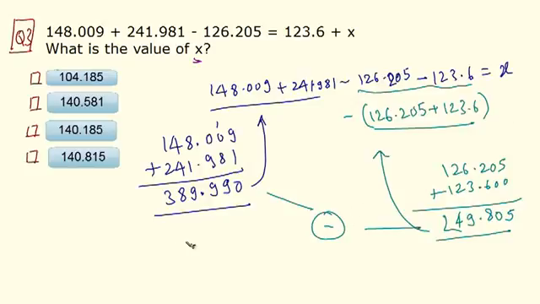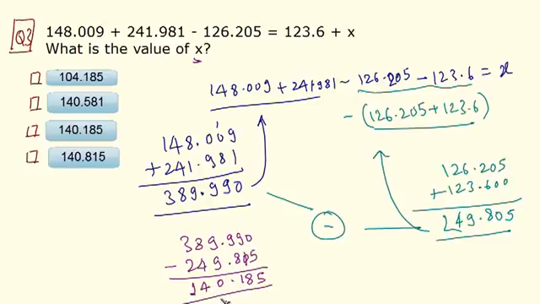Let me write it here. 389.990 minus 249.805. So 10 minus 5 is 5. This becomes 1. 9 minus 1 is 8. 9 minus 8 is 1. There's the decimal point. 9 minus 9 is 0. 8 minus 4 is 4. 3 minus 2 is 1. So the answer is 140.185.